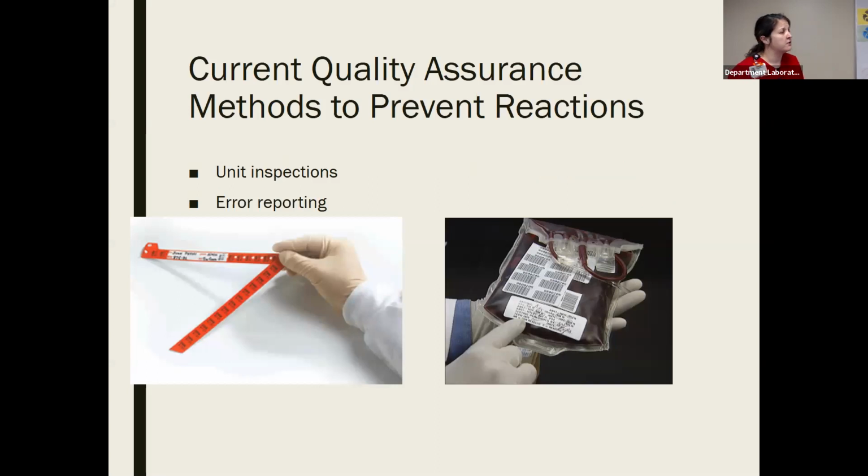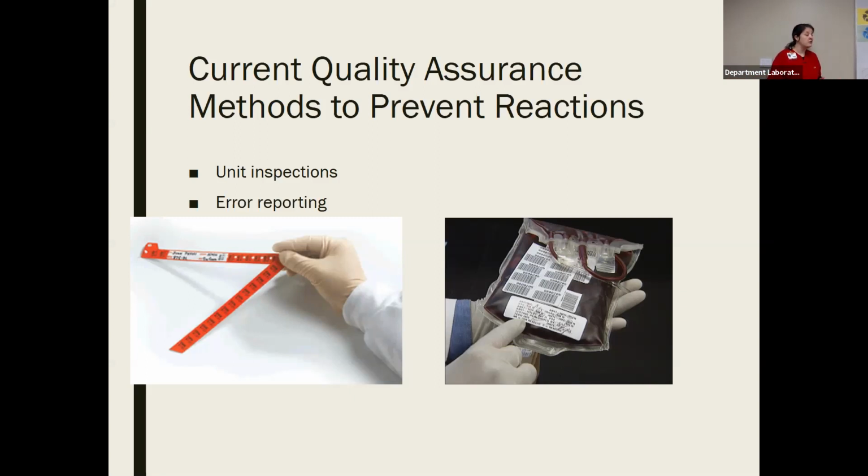Don't forget, quality assurance also includes your visible inspection of the unit. We talked about some microclots that might appear, turbidity, any type of precipitate or clotty material that could be indicative of a contamination. Say that unit's not safe for transfusion. And I cannot stress this enough.